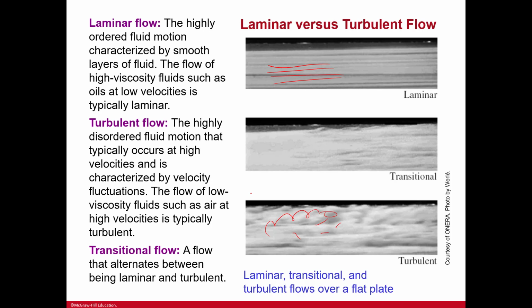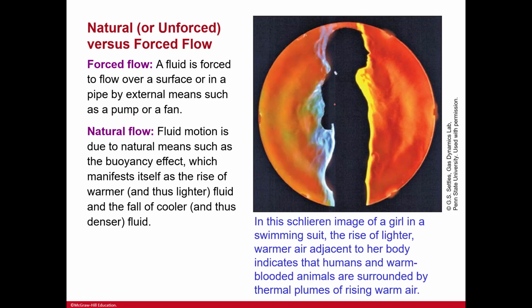It's the flow that alternates between being laminar or turbulent. So sometimes it's a little wavy. It's not all the way laminar and it's not all the way turbulent. And so those are the three flows over a flat plate. And you'll see that flat plate used a lot here.